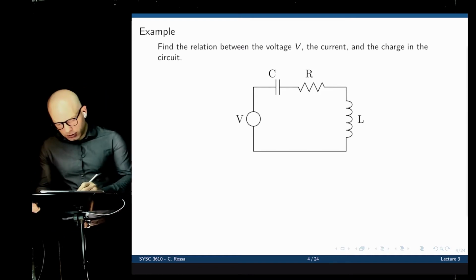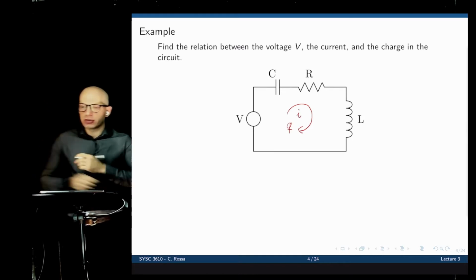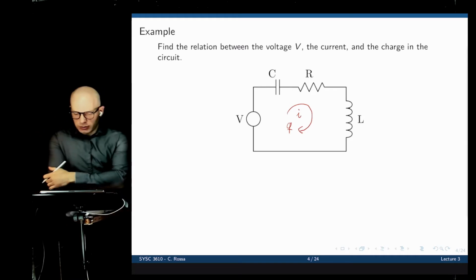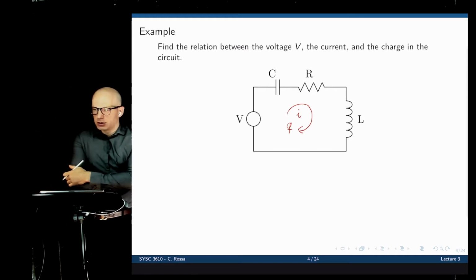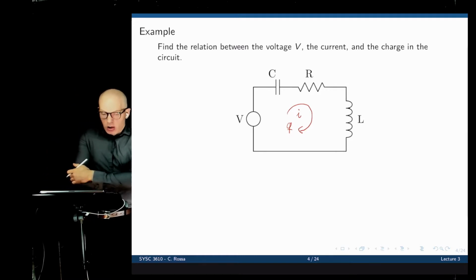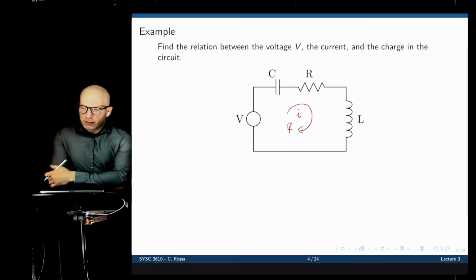So let's establish here a current in the system and a charge. Let's call the charge Q, the current I. Let's start now by modeling the relation between V, the voltage input, and I, the current. How can we do that? We can apply simply Kirchhoff's law here.